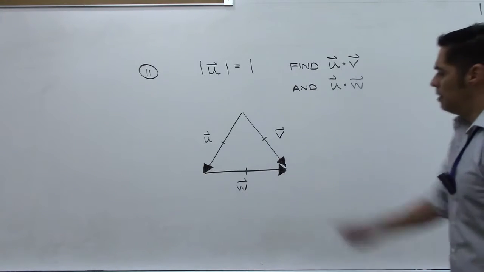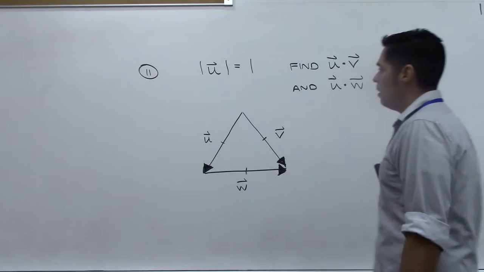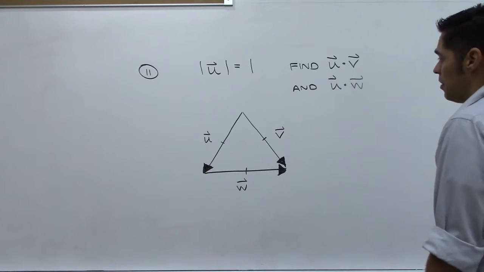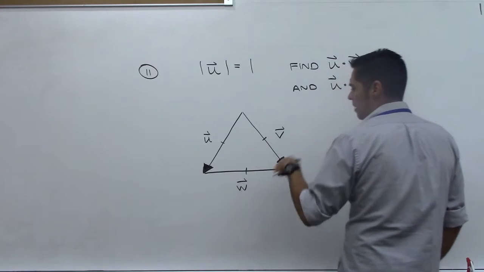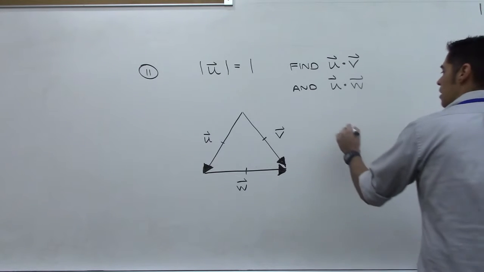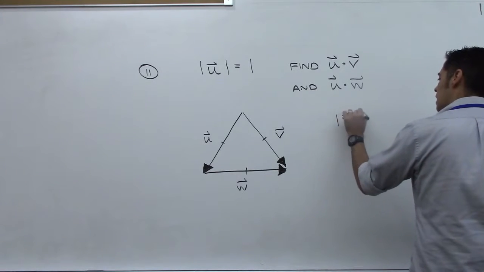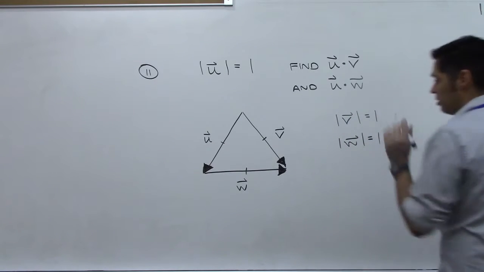All right, there's u, there's v, there's w. Well, one thing we should notice is that if they have these little dashes on the sides, that means this is an equilateral triangle, which means all the lengths of the vectors are the same. So that means that the magnitude of v is also 1, and the magnitude of w is also 1. So that's good to know.